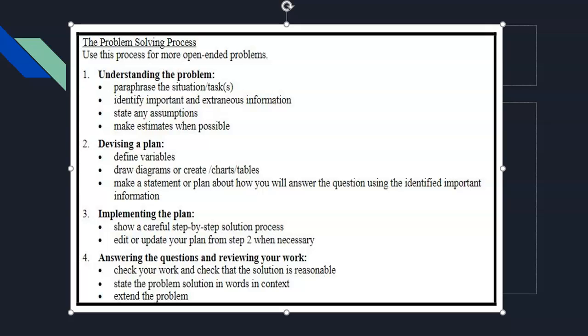Next, implement the plan. Show a careful step-by-step solution process. Edit or update your plan from step 2 whenever it is necessary. And the last one, answer the questions and review your work. You always check your work and check the solutions if it's reasonable. State the problem solution in words in context and then extend the problem.